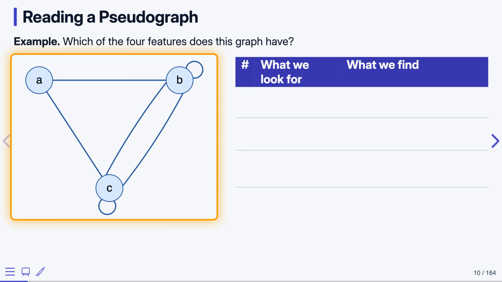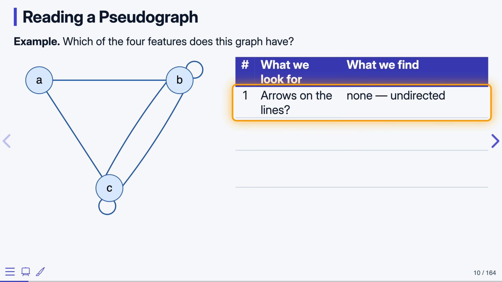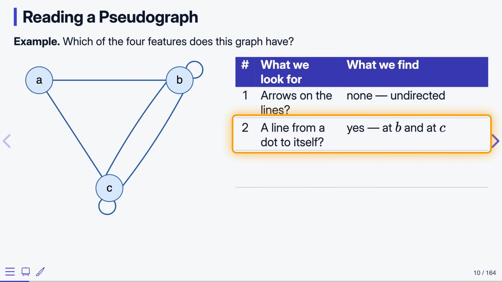Let's classify this graph, one question at a time. Question 1. Do the lines carry arrows? No, so the graph is undirected. Question 2. Is there a line from a dot back to itself? Yes, there are 2. One at B and one at C. Each of those is a loop.